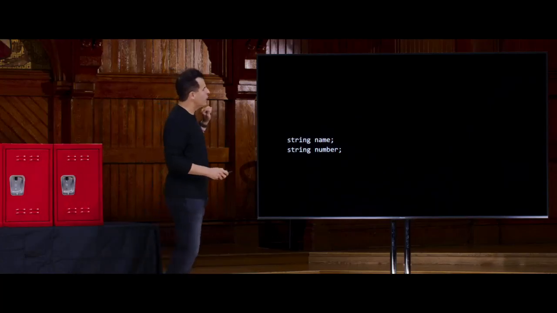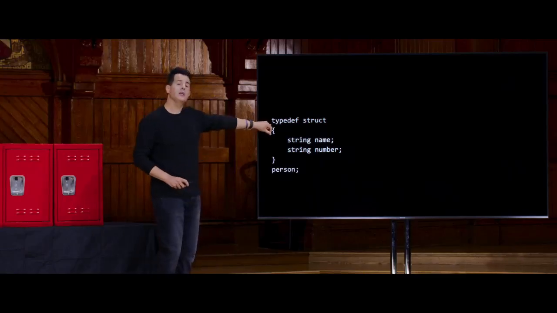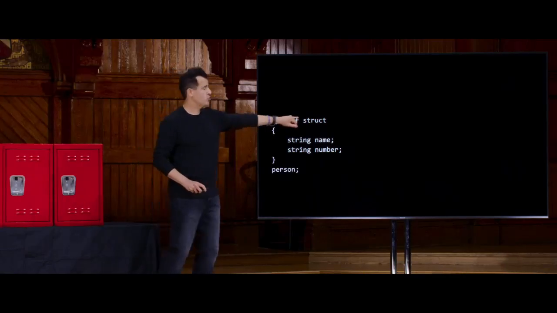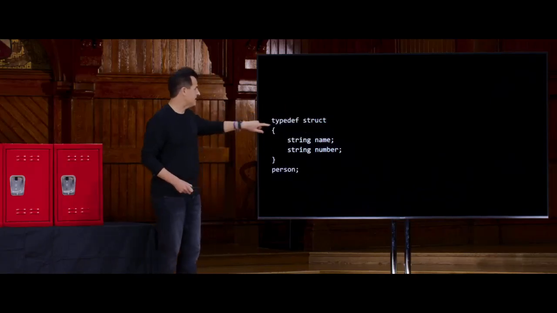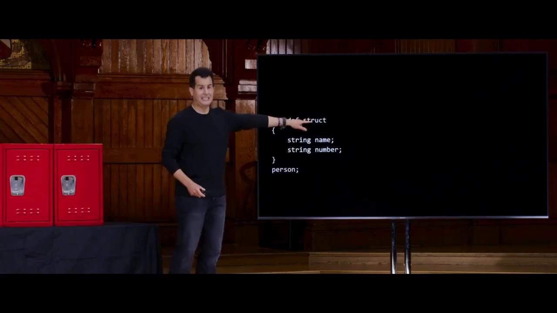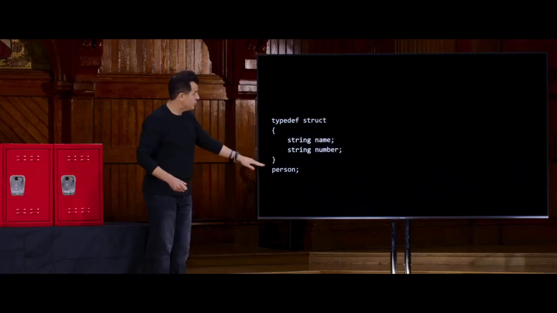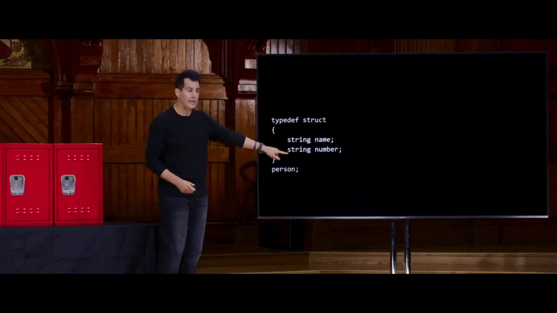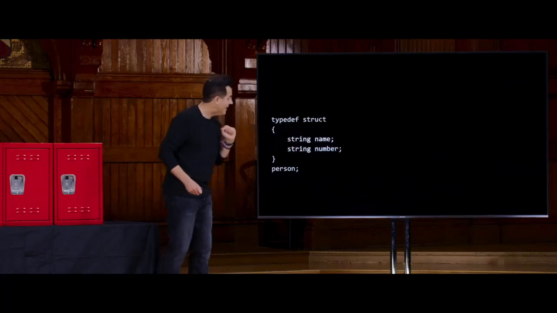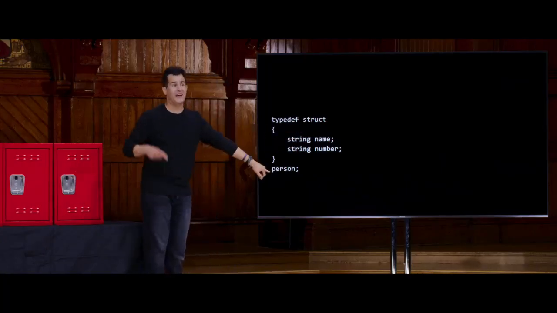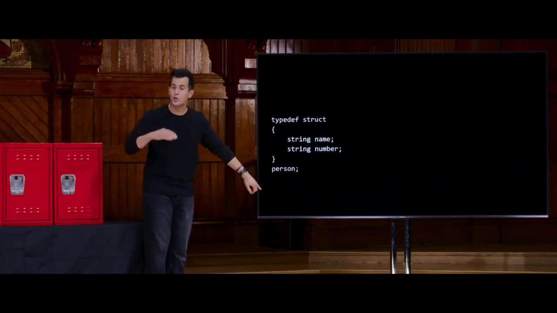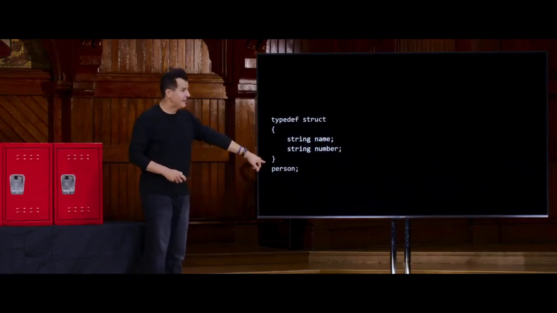But here's an alternative when you want to just store related data together. I can use these 2 keywords in C. Typedef struct, which, albeit terse, just means define a new type that is a data structure. So multiple things together. Inside the curly braces, you literally put the 2 things you want to relate together, string name, string number. And then outside the curly braces, you specify the name you want to give to this brand new custom type that you have invented.